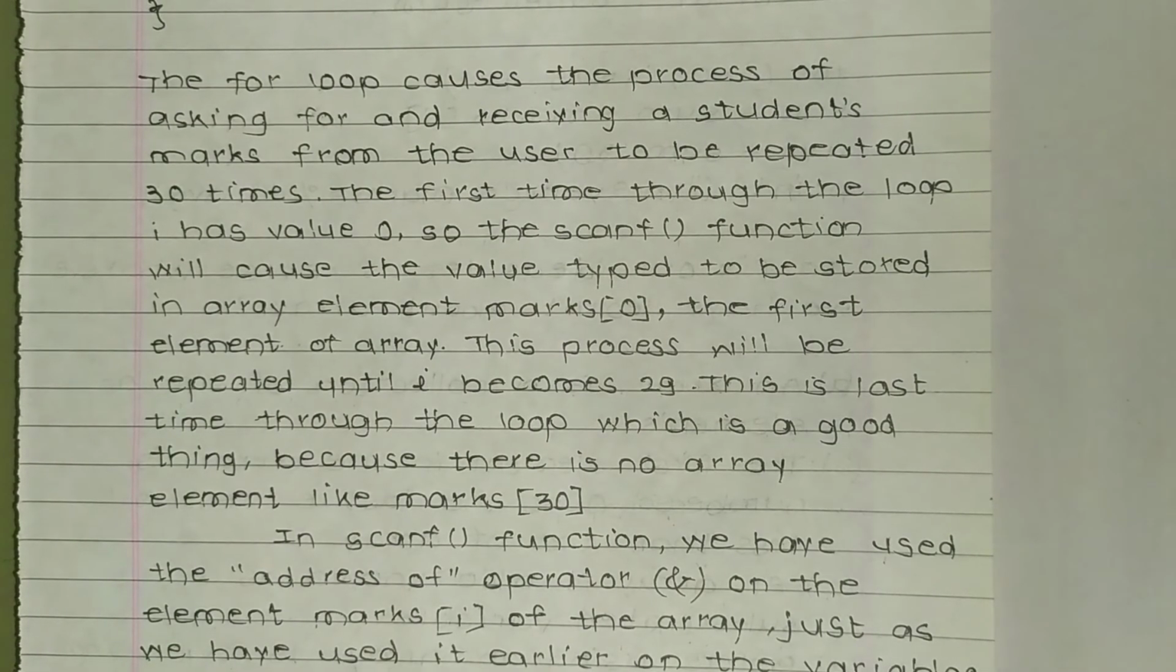The for loop causes the process of asking for and receiving a student's marks from the user to be repeated 30 times. The first time through the loop i has the value 0, so the scanf function will cause the value typed to be stored in array element marks[0], the first element of the array. So the first mark we enter will be stored in the first element, that is, the 0th element. This process will be repeated until i becomes 29. That means this process is going to repeat 30 times.